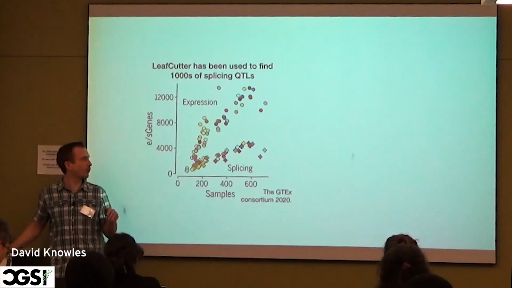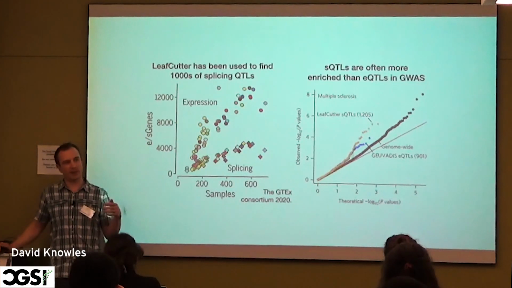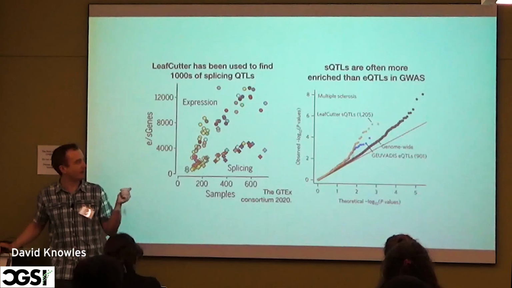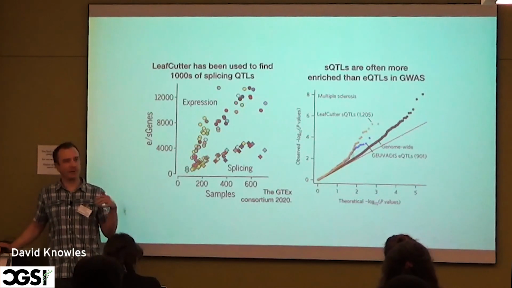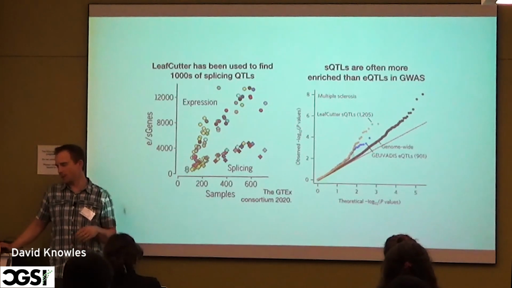And what's really important about this is it turns out that you see really strong enrichment of those variants in many different GWAS. So it seems like a lot of genetic variation is having an effect on complex traits, in this case multiple sclerosis, through an effect on RNA splicing. And so that gives you some idea that this variation in splicing is functionally important.